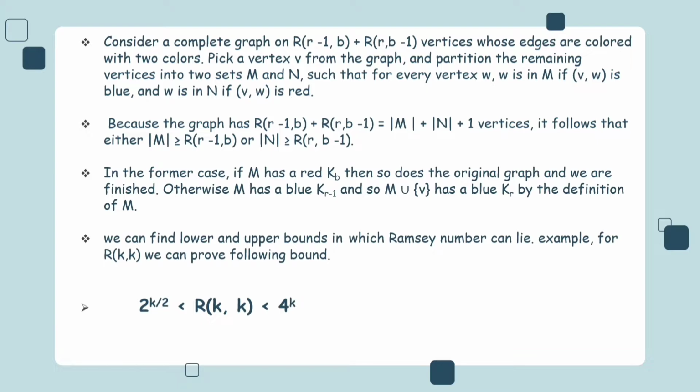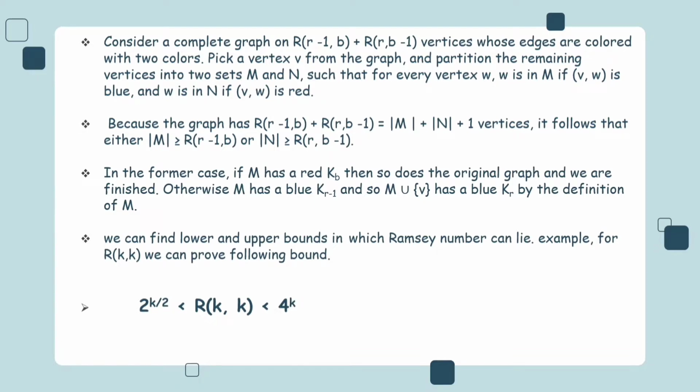Because the graph has R(r-1, b) plus R(r, b-1) plus 1 vertices, which is equal to |M| plus |N| plus 1 vertices, it follows that either |M| is greater than or equal to R(r-1, b) or |N| is greater than or equal to R(r, b-1).